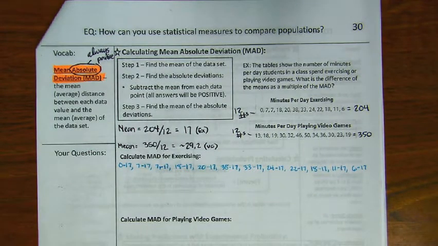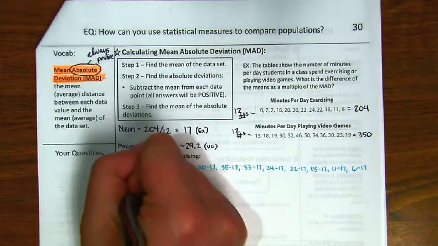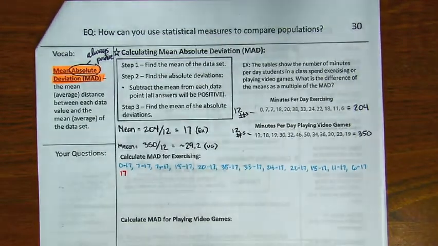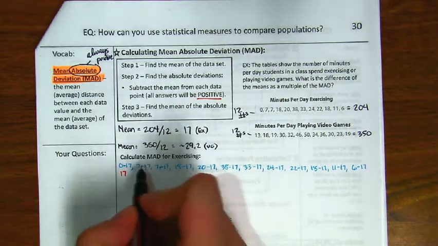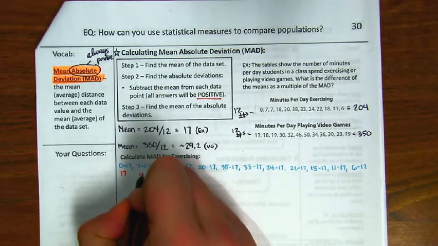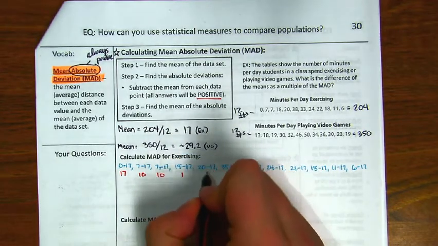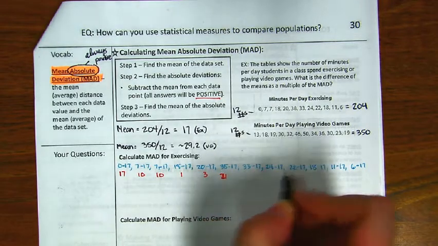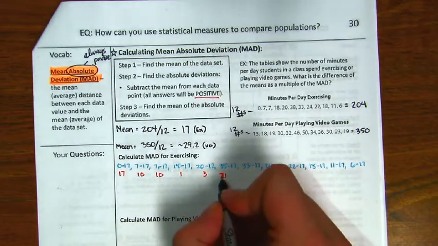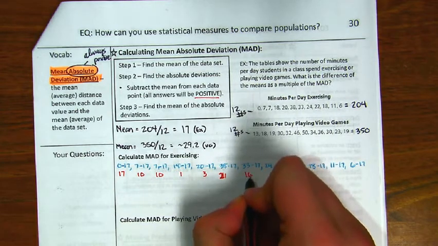Now you've got to remember, no matter what, it's going to be positive. So even though 0 minus 17 should be negative 17, our answer is just going to be 17 because it's always positive. 7 minus 17 would be negative 10, so it's just 10. Again, just 10. Then 1, 3, 21. 33 minus 17 is 16.